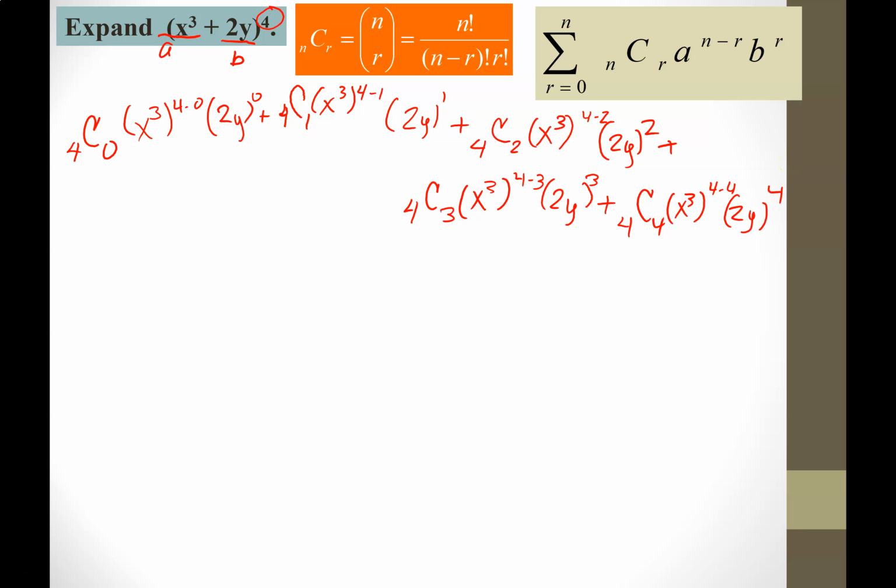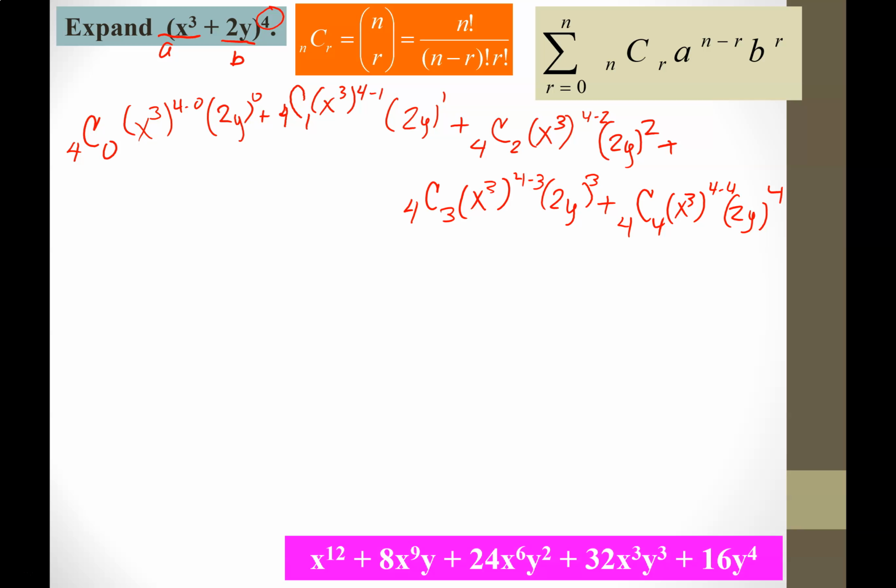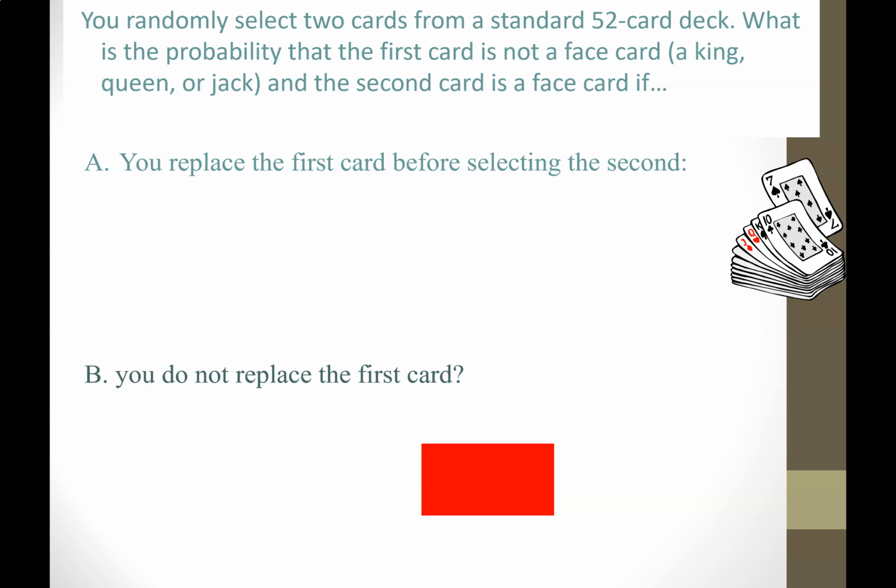Make sure you put your combinations into your calculator, and then you're going to simplify. At the very end, you should end up with x to the 12th plus 8x to the 9th times y plus 24x to the 6th, y to the 2nd plus 32x cubed, y cubed plus 16y to the 4th. Make sure you have all of that, okay? All right, let's try another one. Now we're getting into the probability stuff.